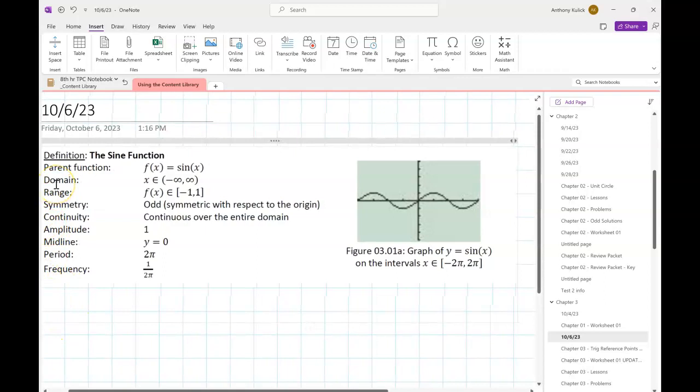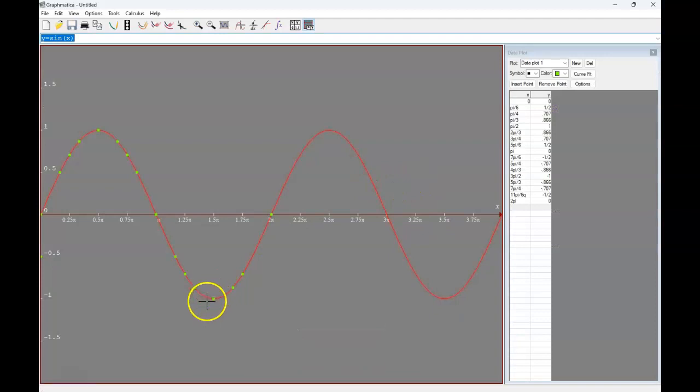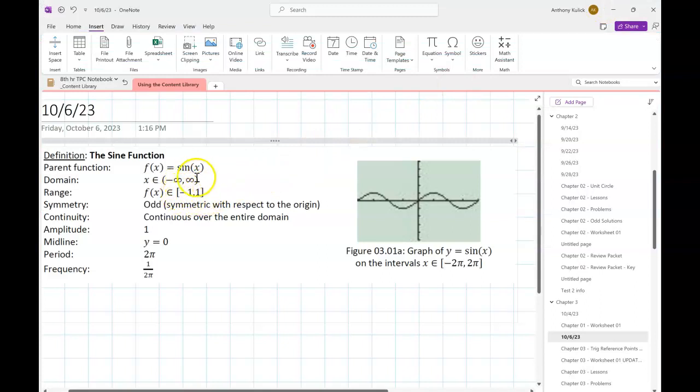The domain, since we can input any real number for sine, is all real numbers, right? We can do sine of any angle now. The range: if I look at my graph of my sine function, the lowest point has a y-coordinate of -1, and the highest point has a y-coordinate of +1. So my range is going to run from -1 to +1.